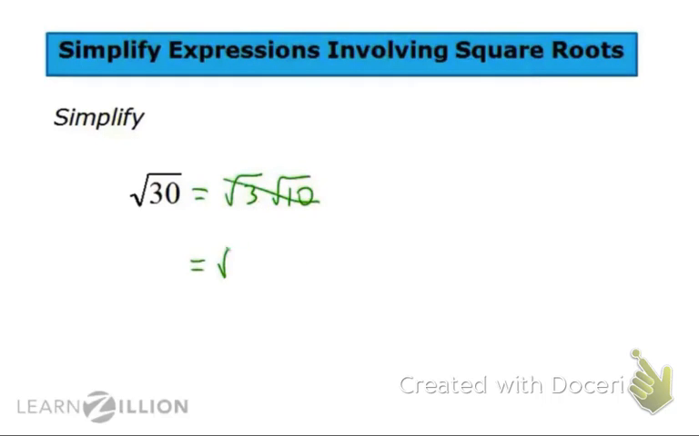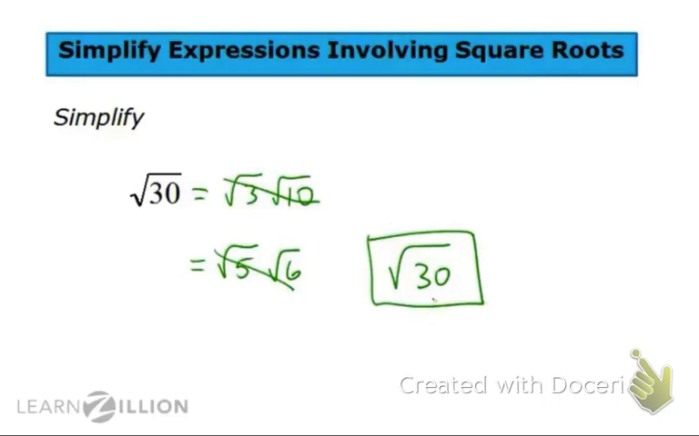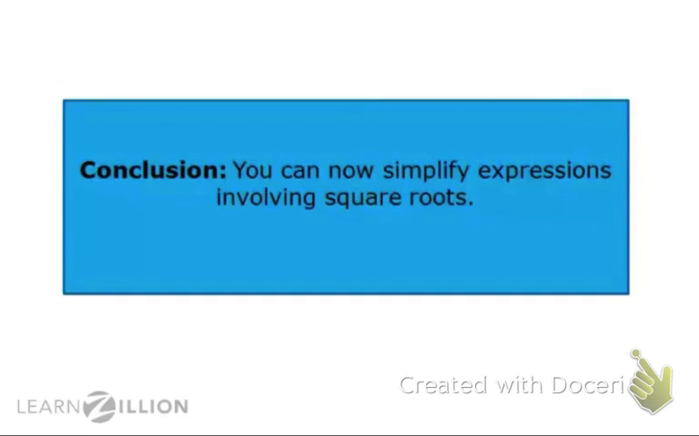What about radical 5 times radical 6? Again, that's a true statement, but neither of those is a perfect square, so neither of those can be simplified. So that's not a good way to write it. It turns out that radical 30 is as simple as it gets. It is an irrational number that cannot be simplified any further. So now you can simplify expressions involving square roots.